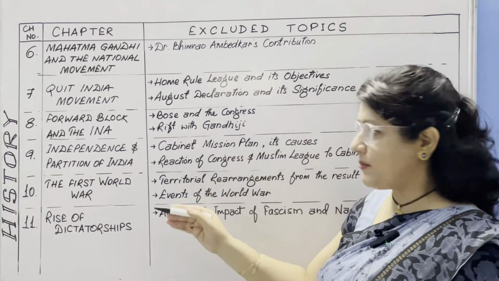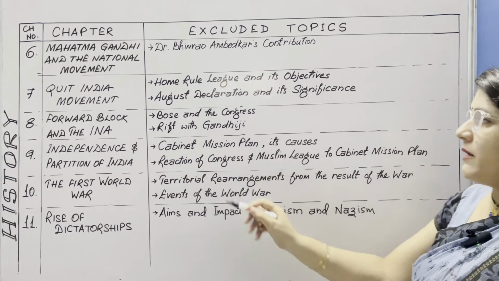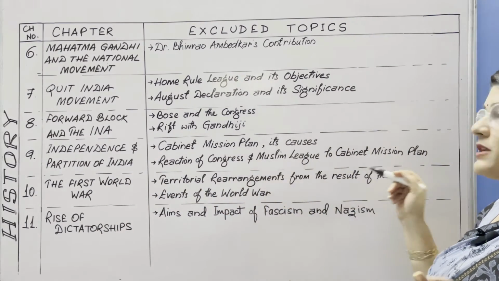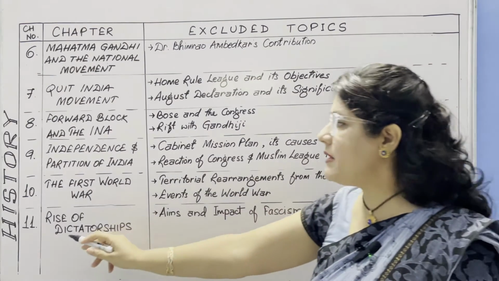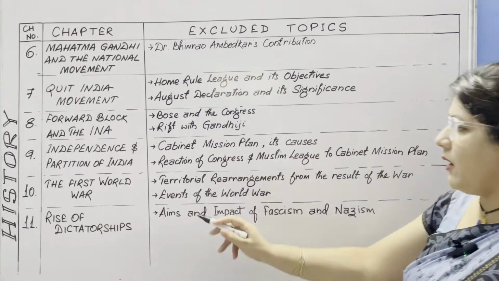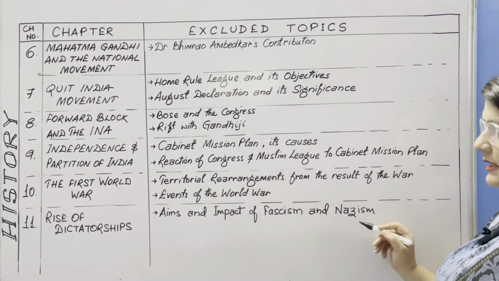Now coming to contemporary world, the First World War. Excluded topics are territorial rearrangements from the result of the war and events of the World War. Chapter 11 is Rise of Dictatorships. Now excluded topics are aims and impact of fascism and Nazism.